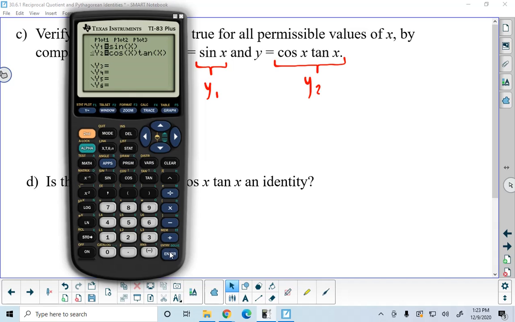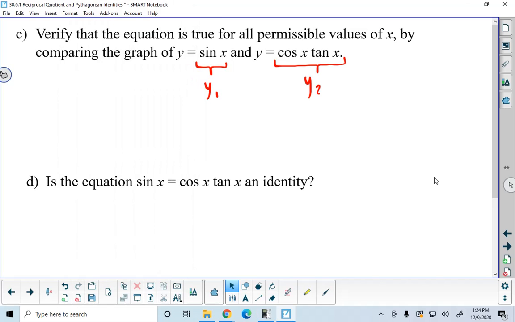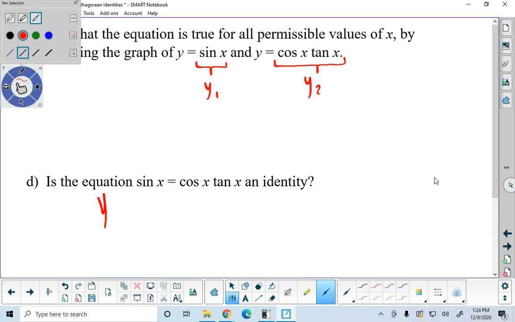And I want you to watch it carefully. Here's the first, and here comes the second. But you will notice that any time that bouncy ball gets to a non-permissible value, the calculator stutters. There's a little mark left because it doesn't know what to calculate. And those are the non-permissible values. So is it an identity? Yes. We haven't proven it, but we can say that it is.